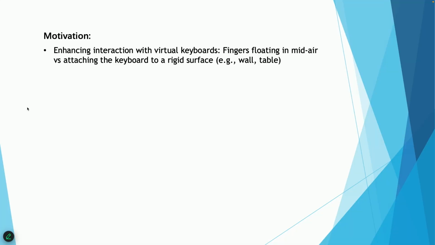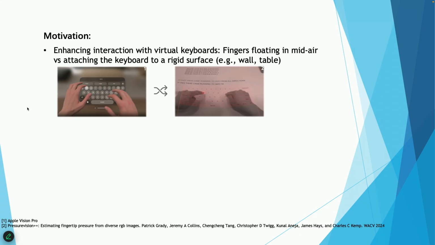Before we start, I want to talk about the motivation for creating this dataset. I believe that all users of AR/VR devices have the same experience. When the user wants to text something in the VR device, it becomes very difficult, because the fingers are always floating in midair. The simple idea here is to attach the virtual keyboard to a rigid surface, for example a wall or table. But once we do that, it's essential to estimate the pressure or contact: where and when the finger contacts the table.